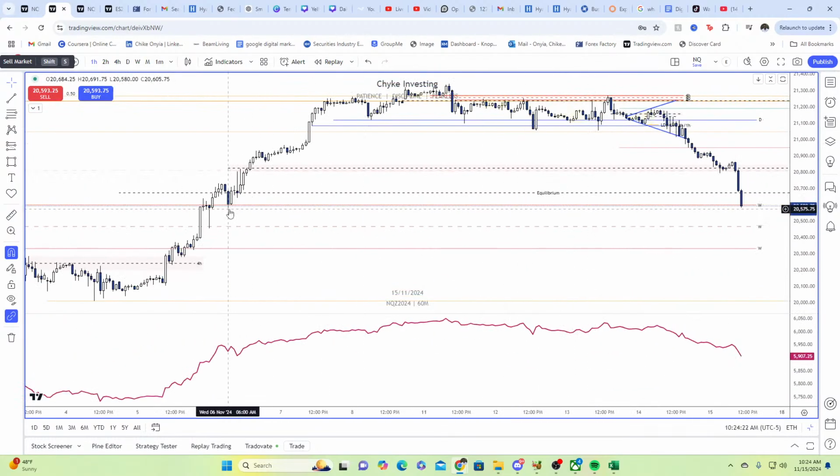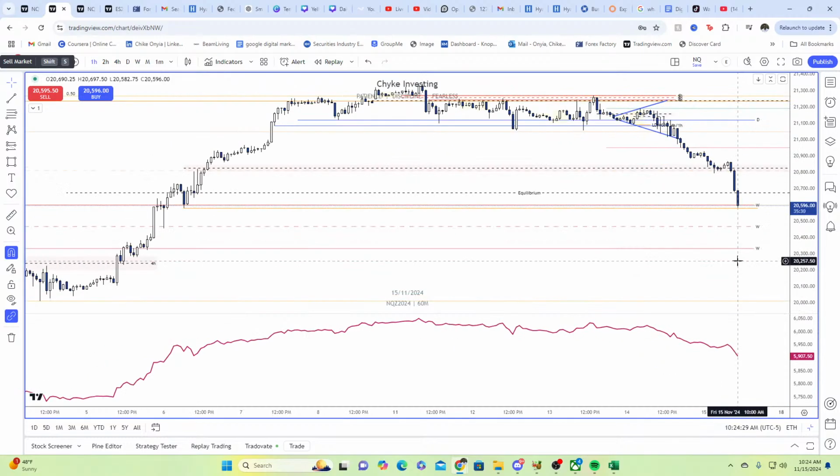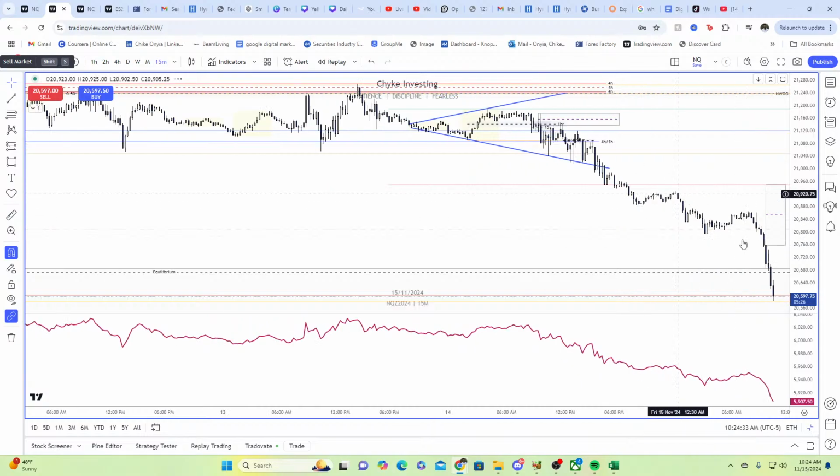You have this low here on the 1 hour. Still not taking that out. Definitely a short-term draw on liquidity you'd be aiming for. That is nested with that opening range gap over there, leaving this one open.